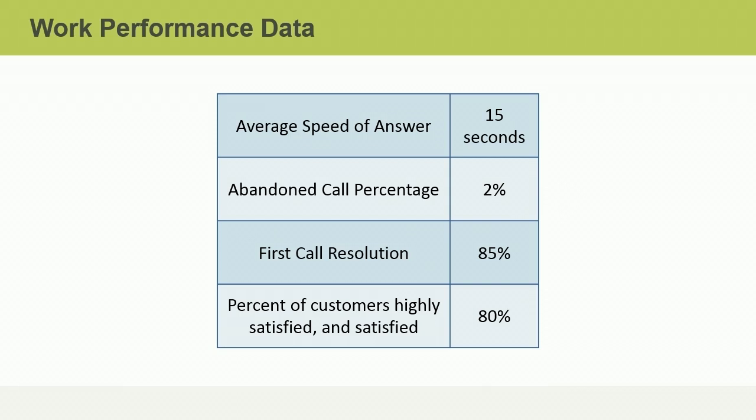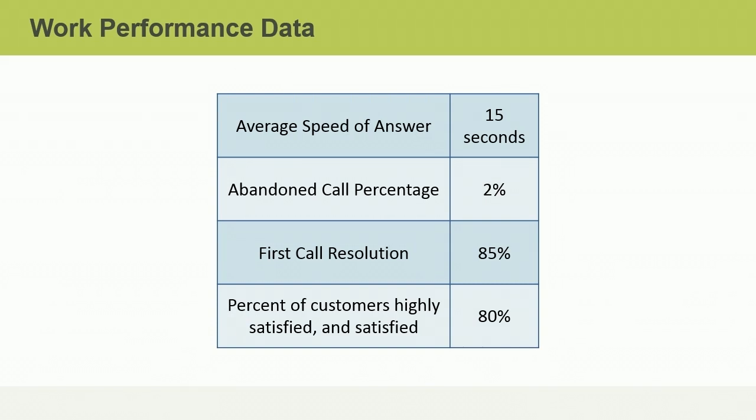Work performance data is raw, uninterpreted data that includes the attributes of a deliverable. For instance, in a call center, the work performance data may include the average speed of answer is 15 seconds. 2% of callers hang up before their call is answered. Customer service representatives are able to answer questions during the first call 85% of the time. Customer surveys indicate that they are highly satisfied 50% of the time and satisfied 30% of the time, partially satisfied 15% of the time, and dissatisfied 5% of the time.